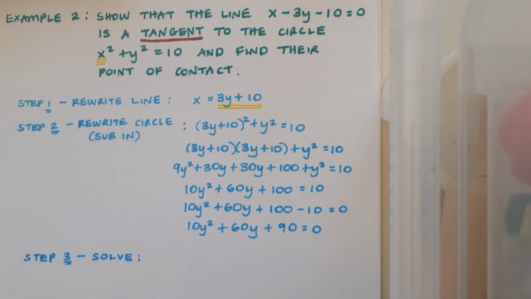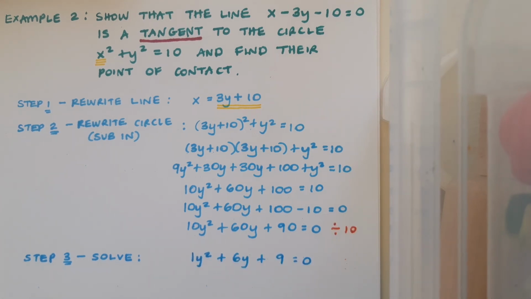And of course I can make this process a little bit easier for myself if I like by dividing, if that's possible. So having a glance there at my 10y squared, 60y and 90, I see that 10 will divide into all of those. So I'm going to take advantage of that and divide across by 10. And I get 1y squared plus 6y plus 9 equals to 0. And now I need to factorise that.